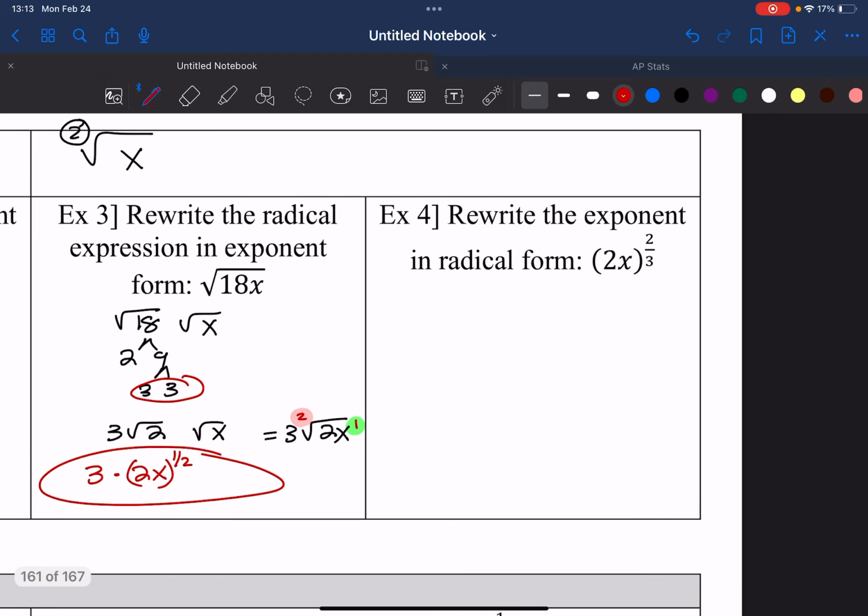Okay, now it says rewrite the exponent in radical form. We have 2x to the 2/3. So we would write this as 2x, and the exponent is the numerator, so that would be squared. And then the bottom one is the index, so that would be cube root. So it's the cube root of 2x squared. We could even simplify this further and do the cube root of 4x squared. So all I did was give the square to the 2 and to the x.